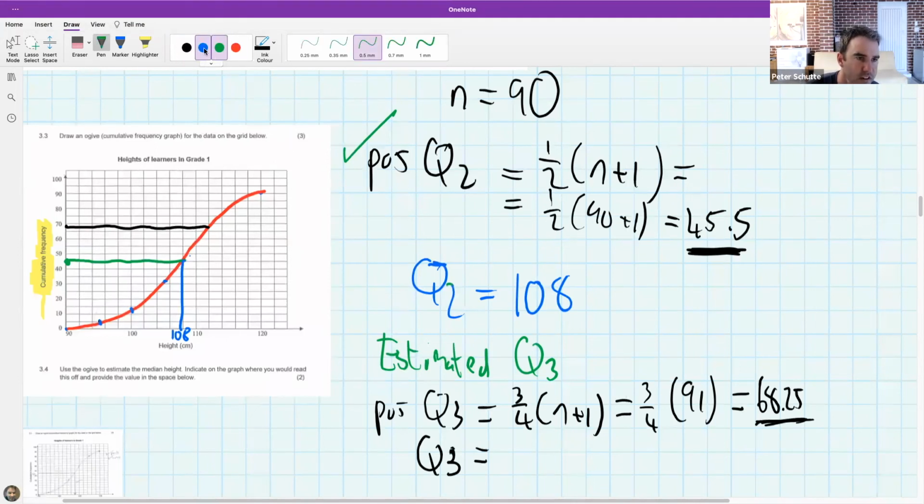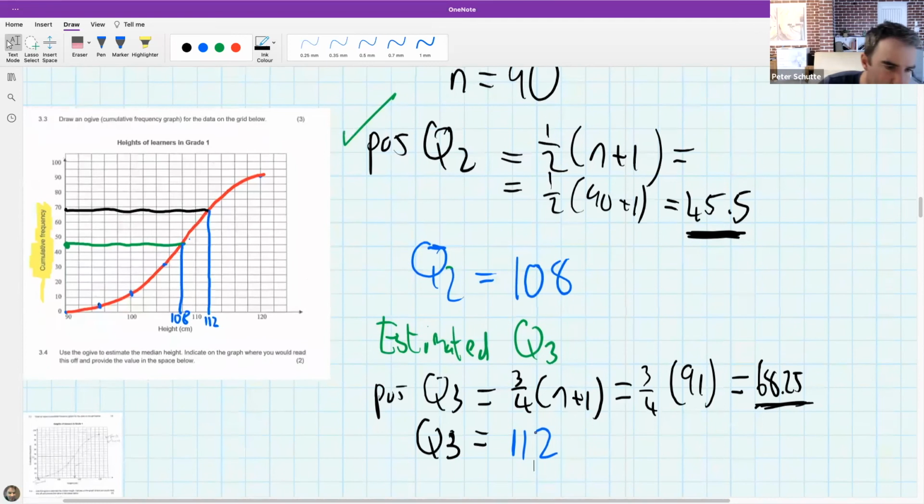So it feels to me like I should go straight down. And so it's going to be somewhere approximately around there. So it's going to be about 112, 113, somewhere around that point. And this is an estimate, right?